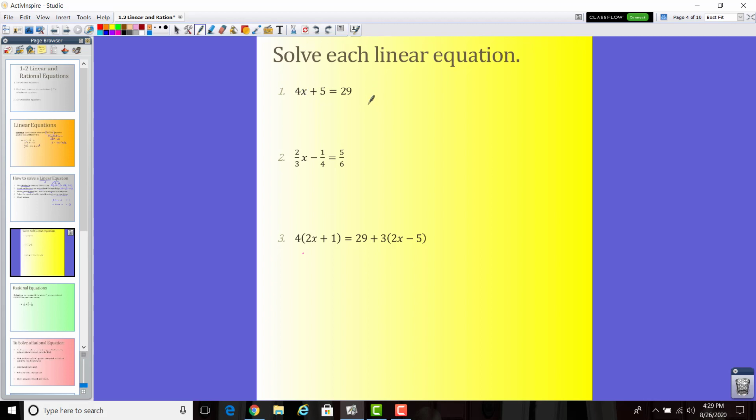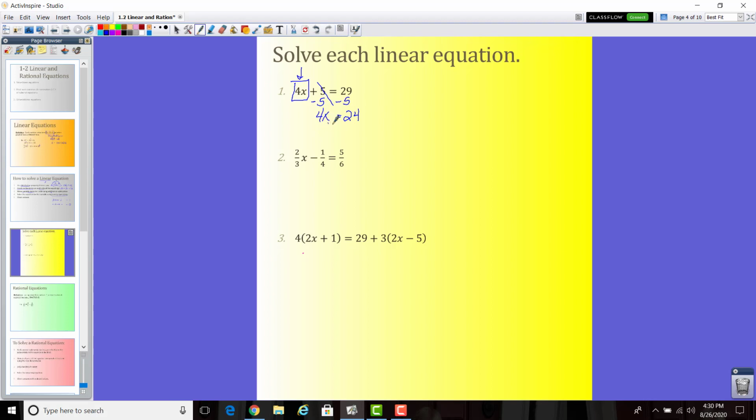Next step is to get your variable terms all on one side. Well, my variable terms are all over here on the left. I only have one of them. So my goal is to get this isolated first. So that means I want to get rid of this plus 5. The opposite of plus 5 is minus 5. The rule of equations is whatever I do to one side, I have to do to the other side. And when I subtract 5 from here, it cancels. When I subtract 5 on the right, 29 minus 5 gives me 24.